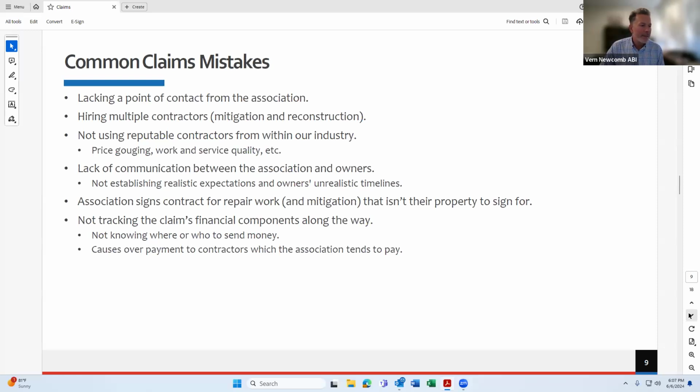Another mistake is not tracking claims and financial components along the way. Again, there's a lot of moving parts going on here, receipts coming in, and managing all of that, and knowing where to send the money and who to send the money to. If this is not handled correctly, oftentimes contractors can be overpaid, which oftentimes the association ends up paying that overage. So it's very important to have that flow very well controlled.